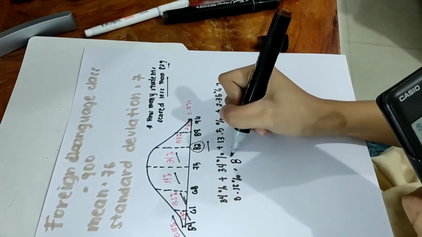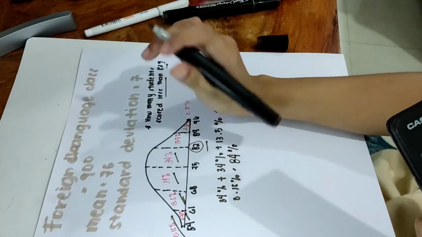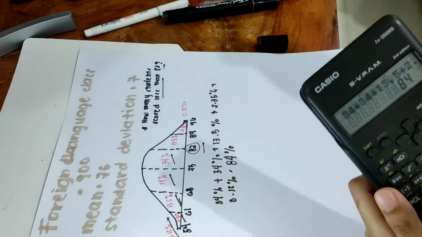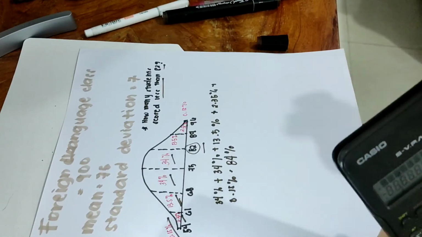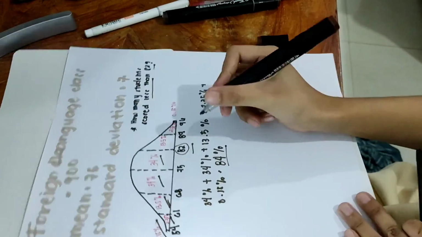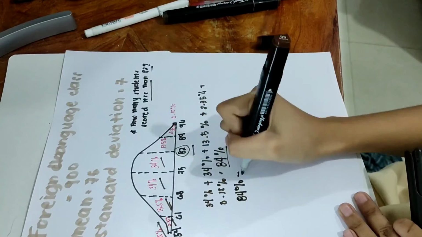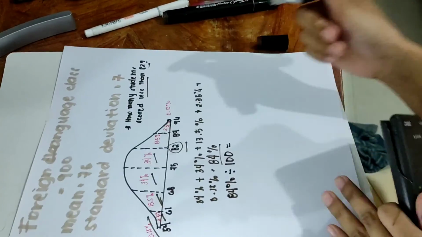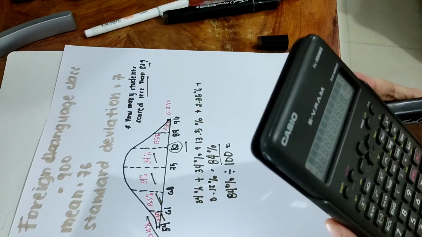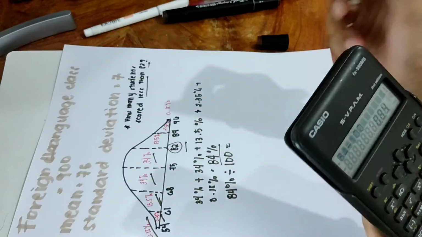Let's write it. Since students na naman ang hinahanap, you need to divide it by 100 and multiply it by the number of the students, total of the students in foreign language class. So, 84% nakuha natin. 84% divided by 100 again. 84% divided by 100. What is your answer? That's right, 0.84.